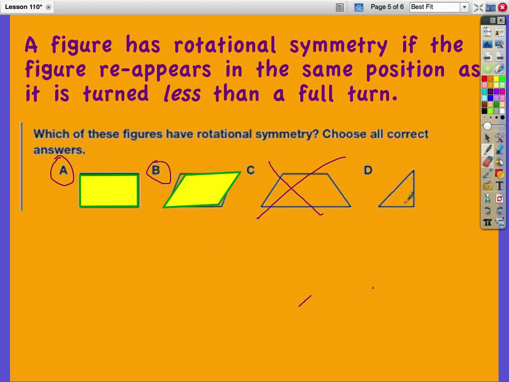Now for D, if I pulled this down, it would look like that. That's not the same. If I keep spinning it, it would be this part. That's not the same. I spun it here, that's not the same, so D doesn't work. So the only ones that have rotational symmetry are A and B. Remember, for rotational symmetry, it has to be in the exact same position but not turn all the way.